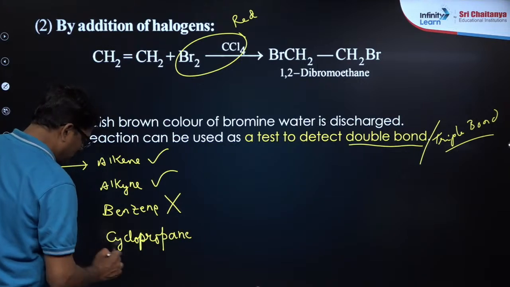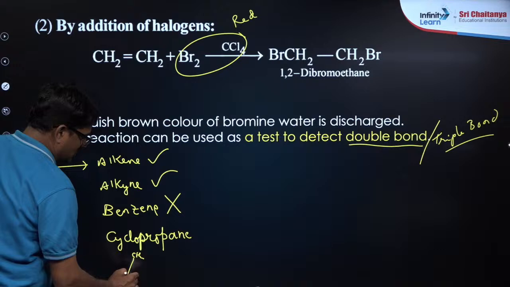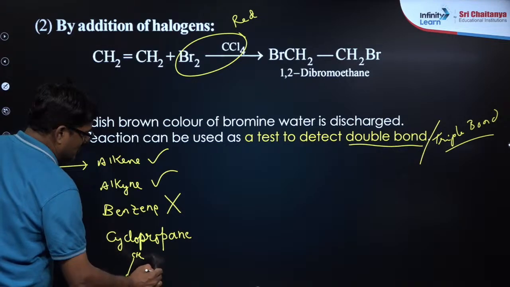Okay, cyclopropene, इसका स्ट्रक्चर है CH2, CH2, CH2.